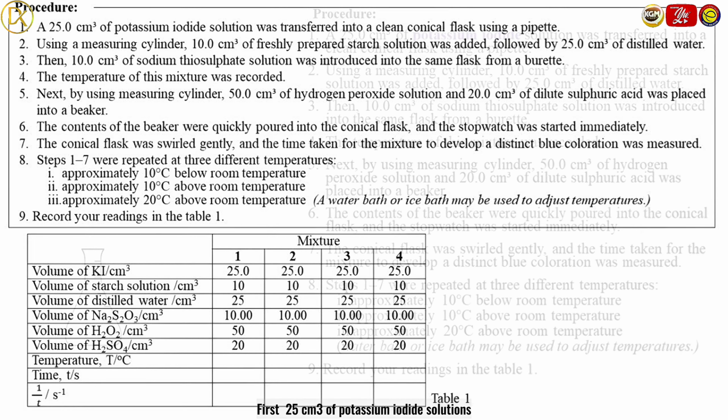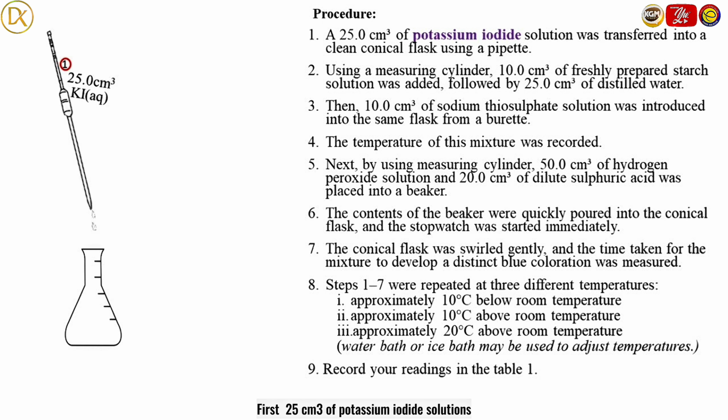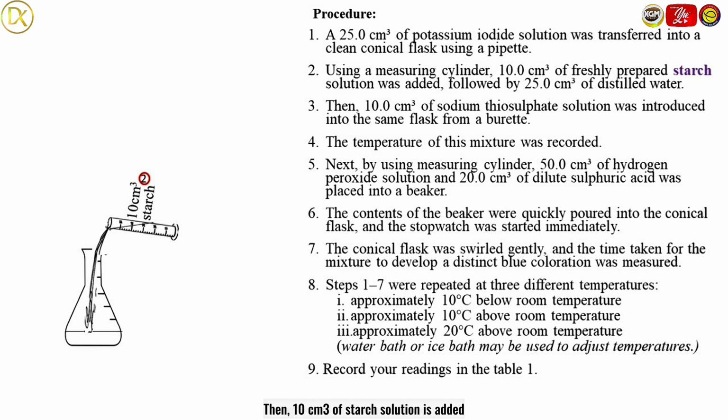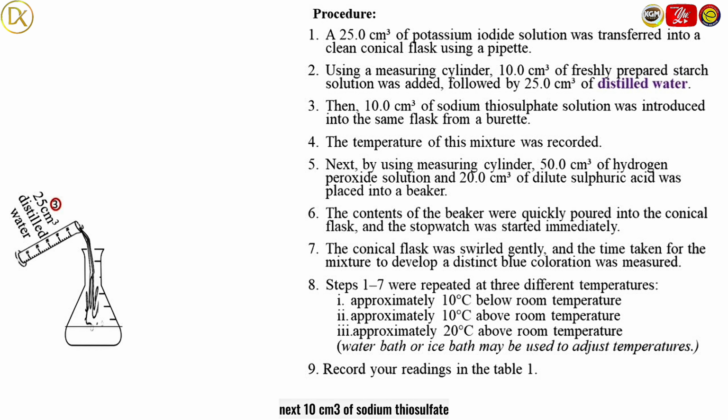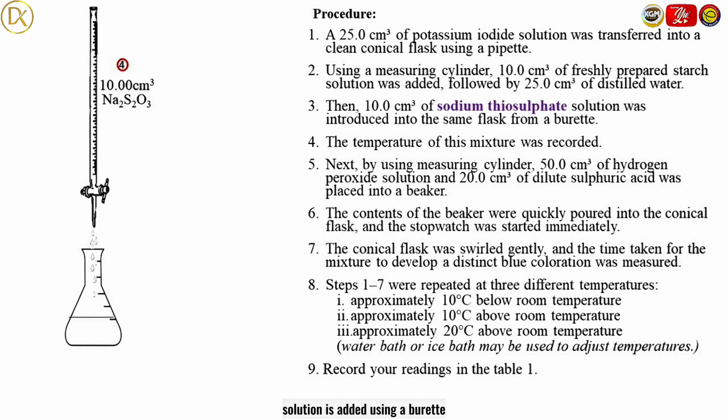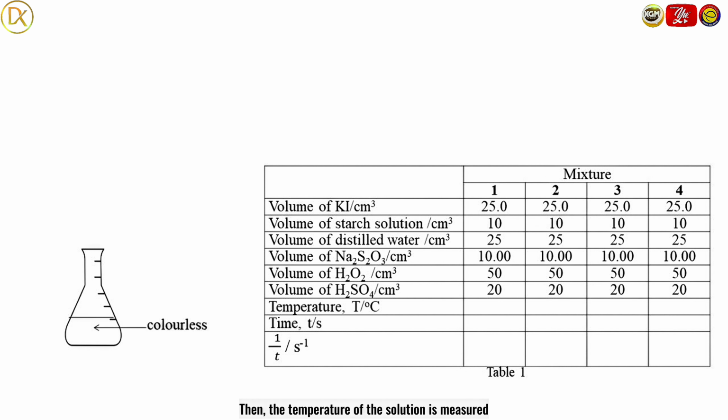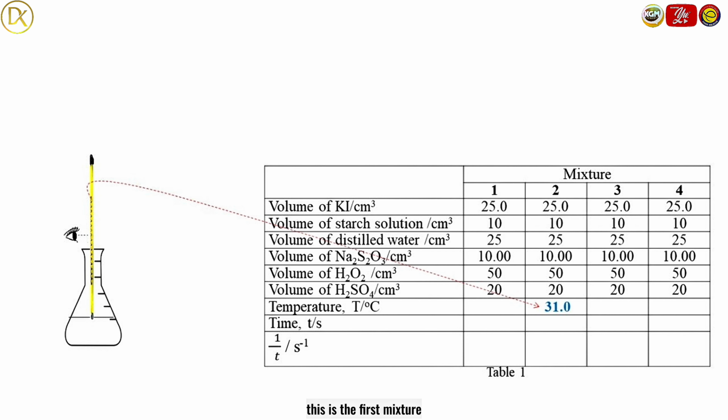First, 25 cubic centimeters of potassium iodide solution is transferred into a conical flask using a pipette. Then, 10 cubic centimeters of starch solution is added, followed by 25 cubic centimeters of distilled water. Next, 10 cubic centimeters of sodium thiosulfate solution is added using a burette. The mixture remains colorless at this stage. Then the temperature of the solution is measured. This is the first mixture.